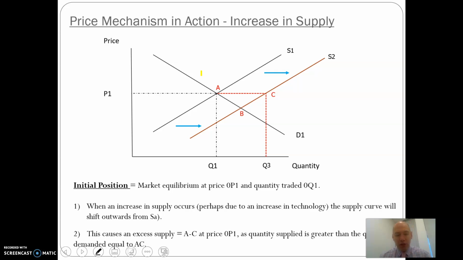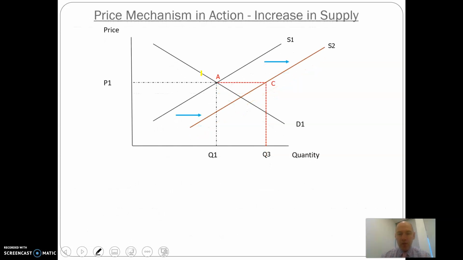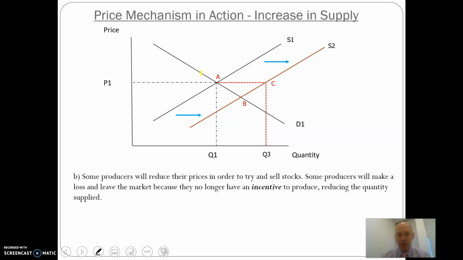Make sure that you press pause and copy all these points down, as well as the changes in your diagram, obviously. Now that you've copied that down, let's have a look at what happens. Add point B to your diagram, which will be where the new equilibrium comes.